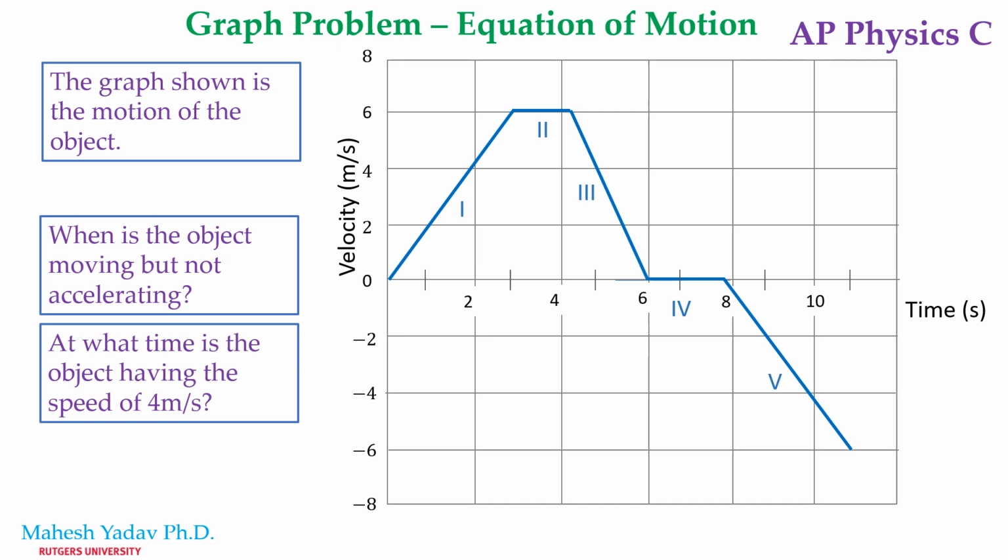In this graph question, of course, we need to first read the question. Then we should look at the axes. It is a velocity and time graph. Let us now solve the two problems.